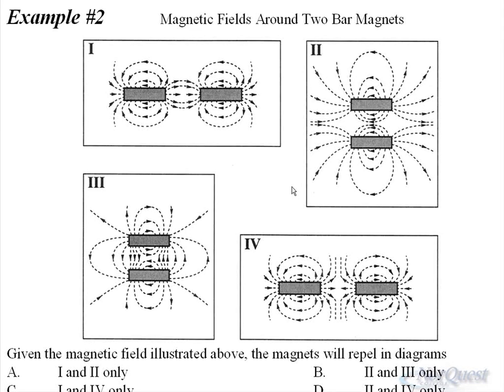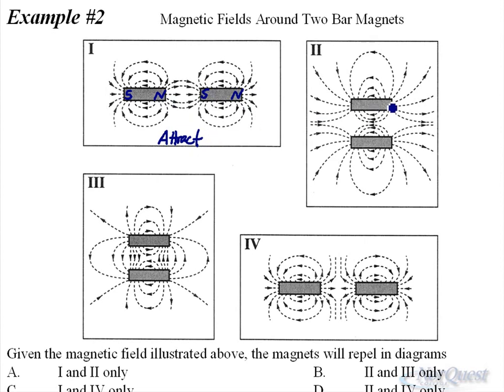So if we went through each diagram, you could see in diagram 1 we're coming in, so that should be a south pole at this end, and going out at the other end, so that would make that a north pole. On the other magnet we're coming in, that makes that south, going out, that makes that north. Because we have a north-south interaction, these two magnets would attract each other.